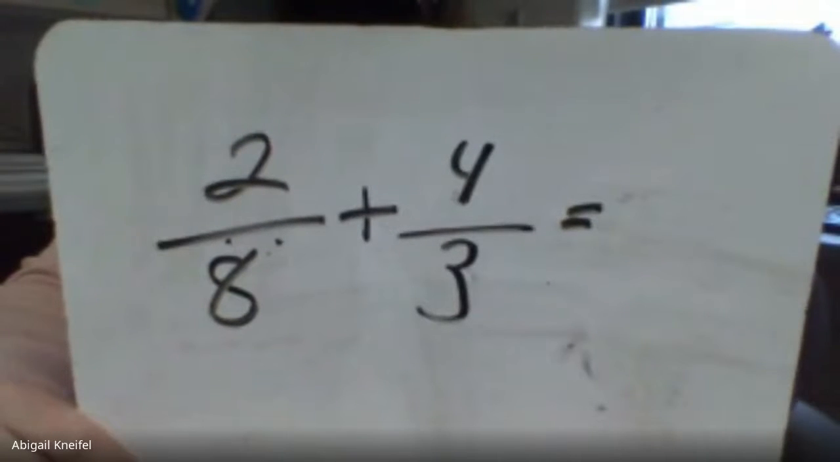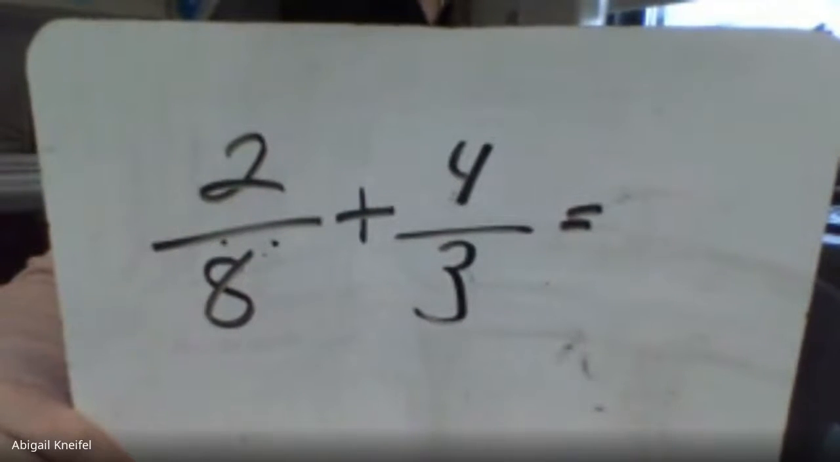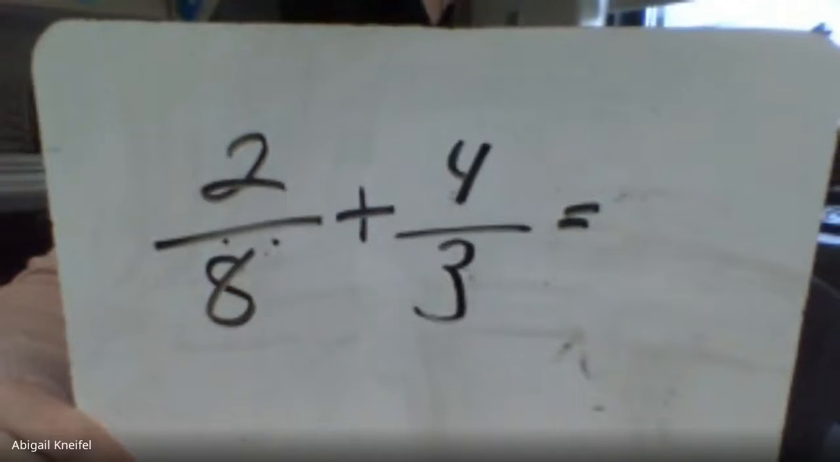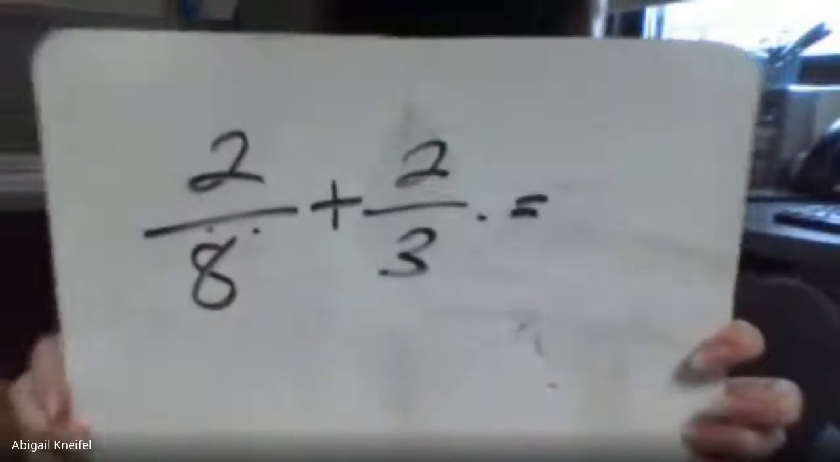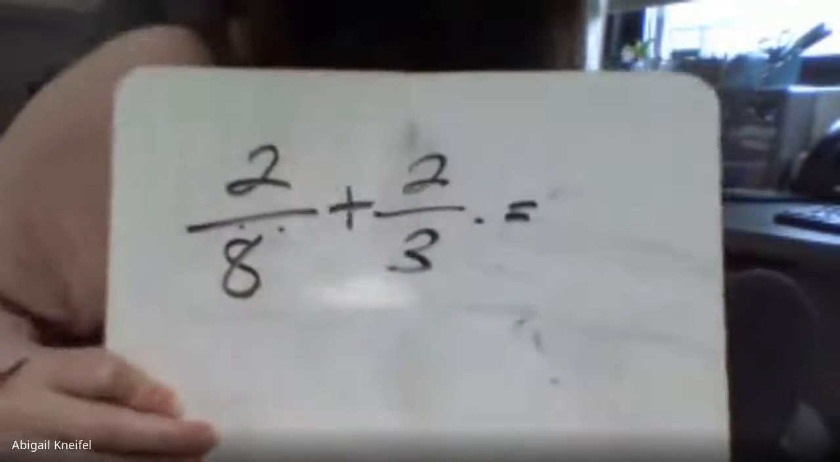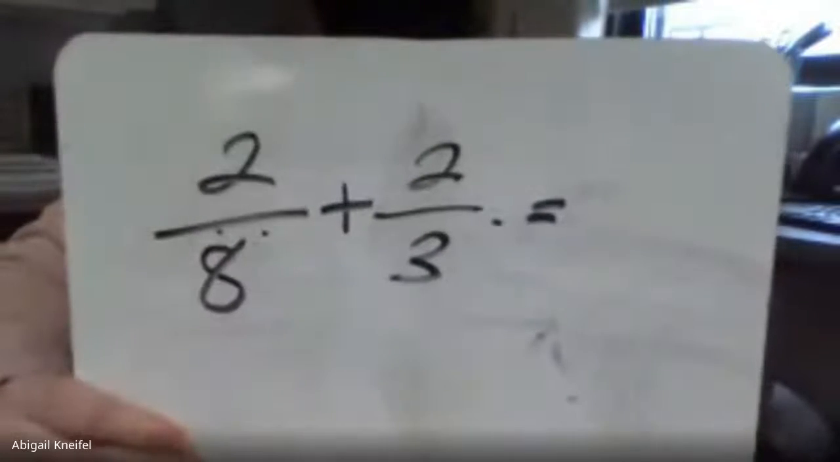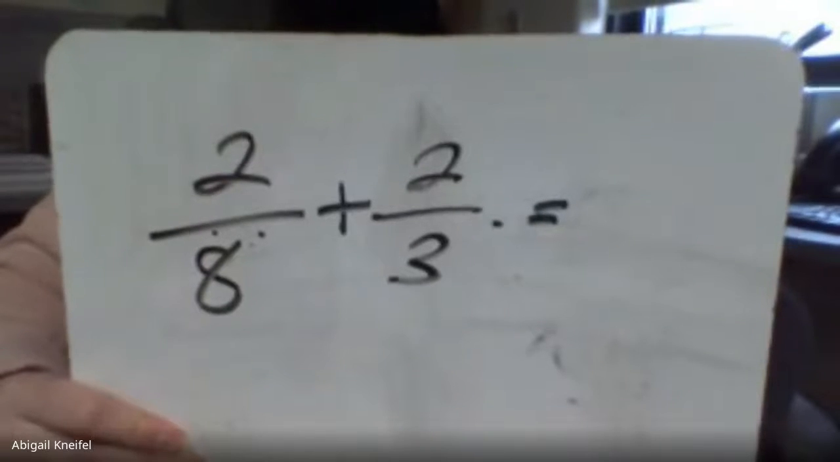Julian, put the pencil down. You don't need it anyways. 2/8 plus 3/4. It says 4. You're right. Let me try that again. Sorry, Mrs. Kneifel had an improper fraction. That's not what I wanted to do. I'm sorry. I'm taking it back. How about this one? 2/8 plus 2/3. That was Mrs. Kneifel's bad. I wrote that not the way I wanted to. Sorry, sorry. 2/8 plus 2/3. Thank you for letting me know. My brain works faster than my hand, apparently.